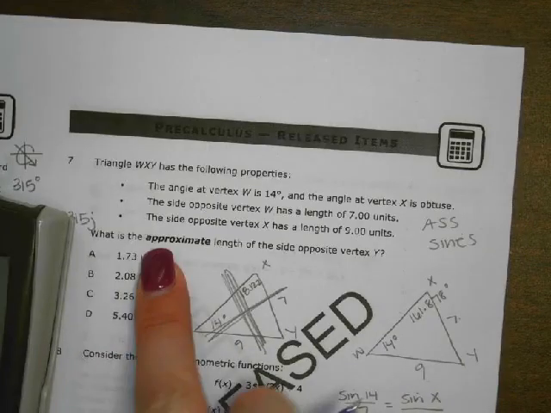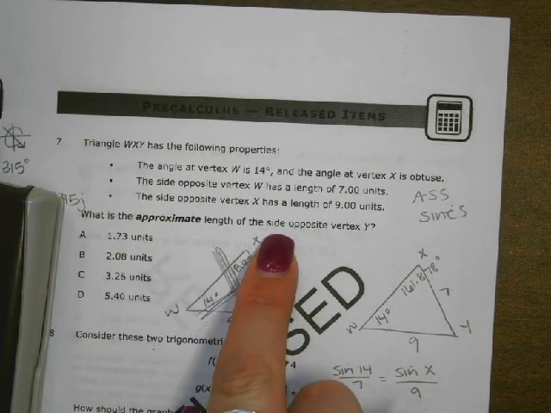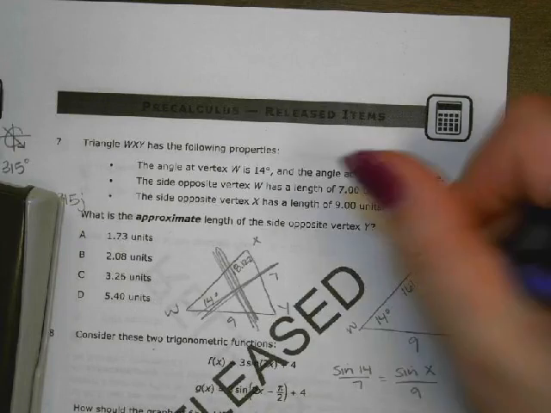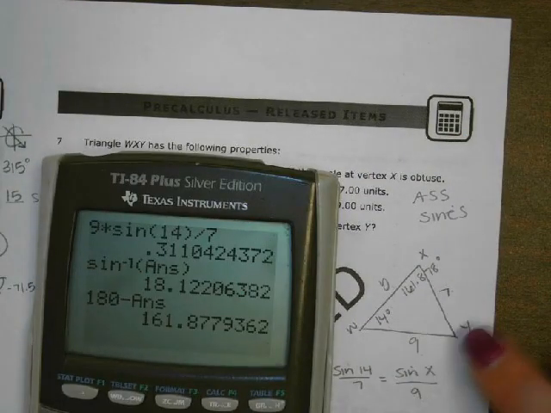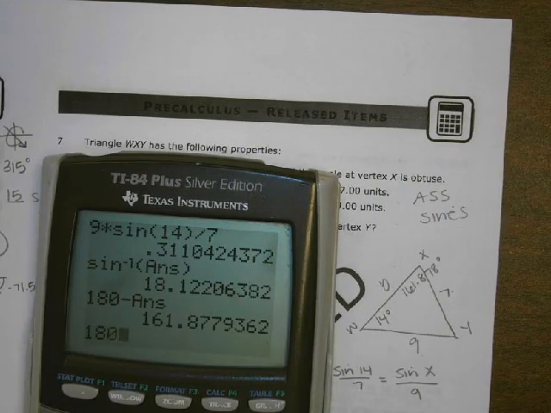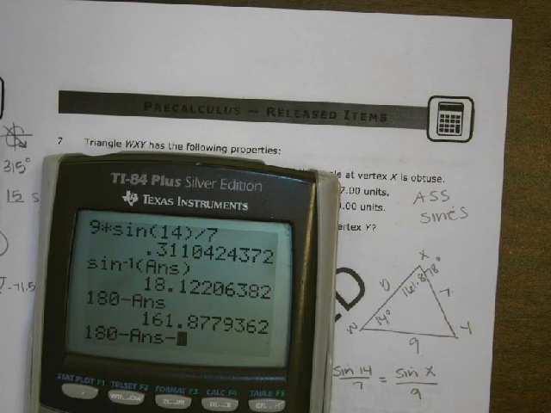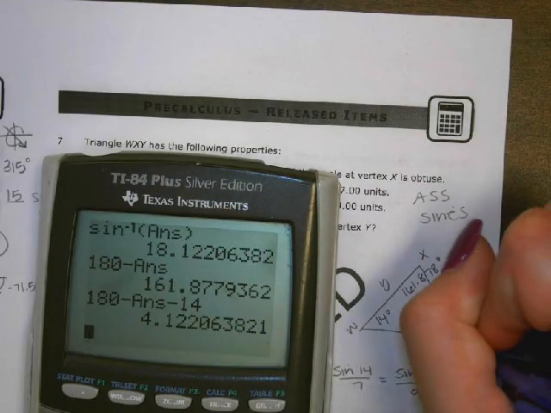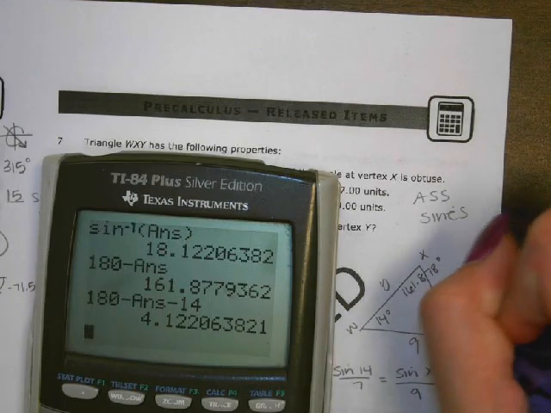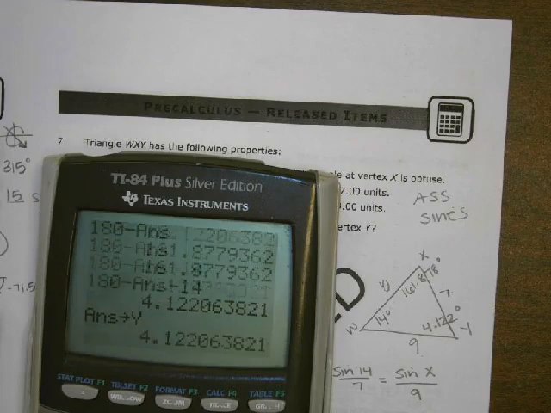Now we have to look at what the question is actually asking for. They want to know the approximate length of the side opposite of vertex y. So they want to know what side y is. So I'm going to solve for angle y. I have 180 minus the x angle that I just got minus 14. So angle y is 4.122 degrees. I'm going to store that as y.